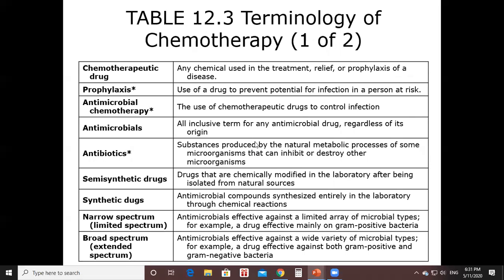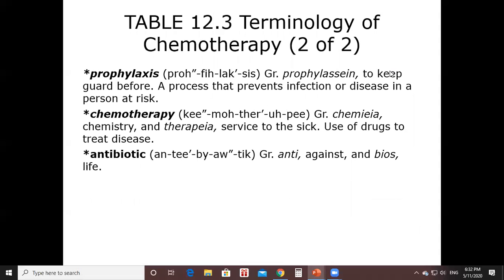Okay, here's a terminology chart that is very important for you to know. Prophylaxis, antimicrobial chemotherapy, antimicrobials, antibiotics, semi-synthetic drugs, synthetic drugs, narrow spectrum, broad spectrum. It's important to know these. So this is a slide that's important to know. So we're going to actually talk about them.